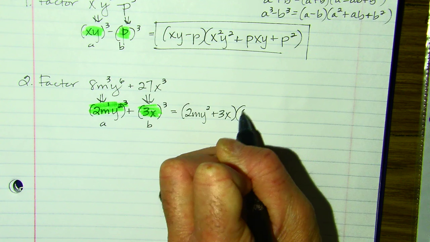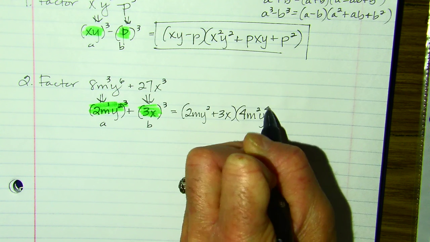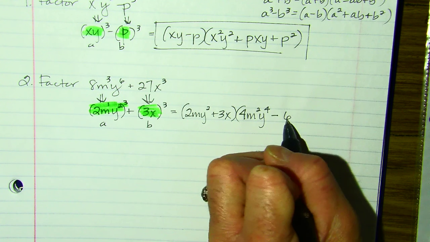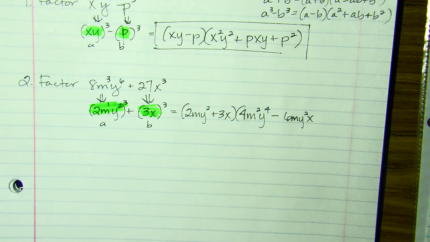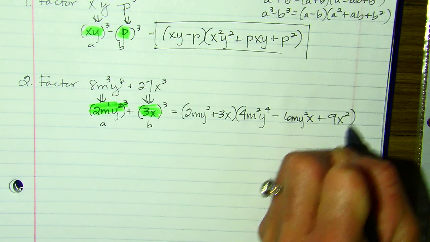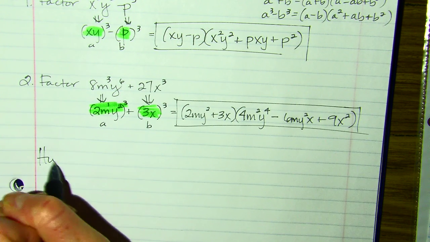Now a squared would be 2 squared, second term squared, next term squared, minus a times b would be 6my squared x. I should have put those in alphabetical order. Plus 9x squared. And those are my factors. I know that's a long section.